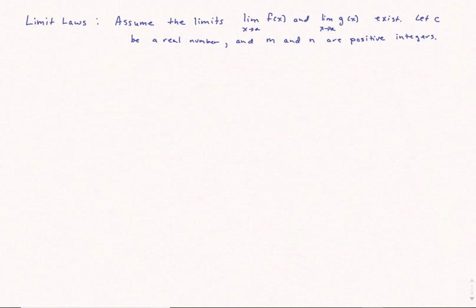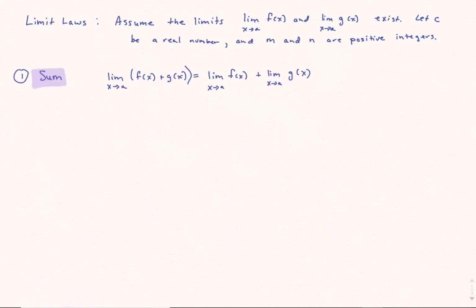I'm going to list now a bunch of other limit laws. For all of these limit laws, we're going to assume the following. We're going to assume that the limit as x approaches a of f of x and the limit as x approaches a of g of x do in fact exist. C is going to be a real number, and m and n are positive integers, that is non-zero and not negative.